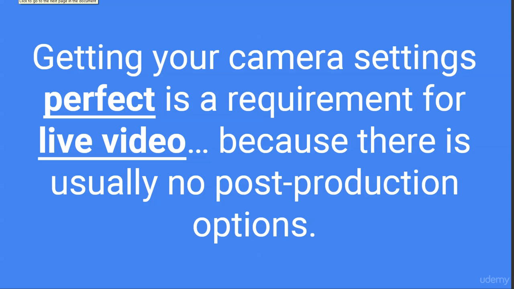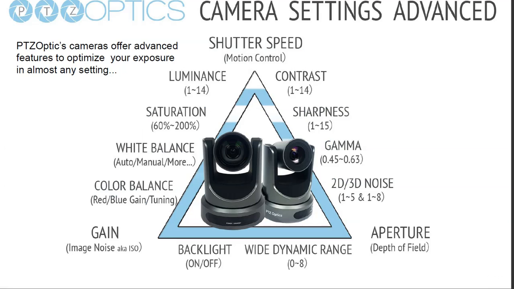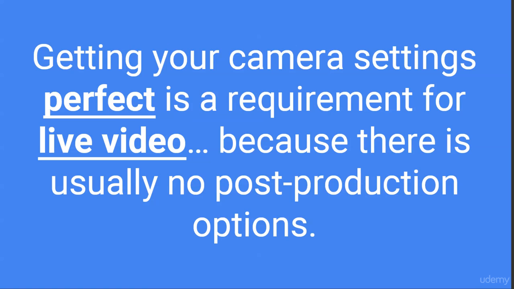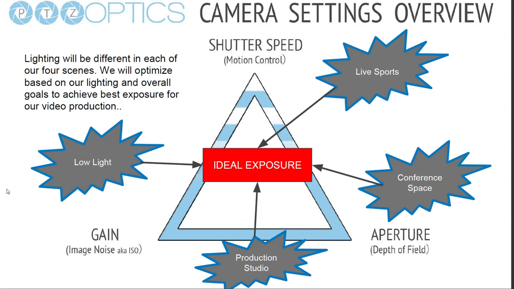So getting the camera settings perfect is a requirement for live video because we normally don't have a heck of a lot of post-production options. Now in many software, including Wirecast, vMix, and the TriCasters, we do have the ability to make some adjustments. And that's usually a good idea. In fact, I would highly recommend it to complement what you're doing with your normal broadcasting, but the most popular thing to do is to get all the camera settings perfectly right, and then use your streaming software afterwards. So let's take a look at which camera settings are most important in which areas.